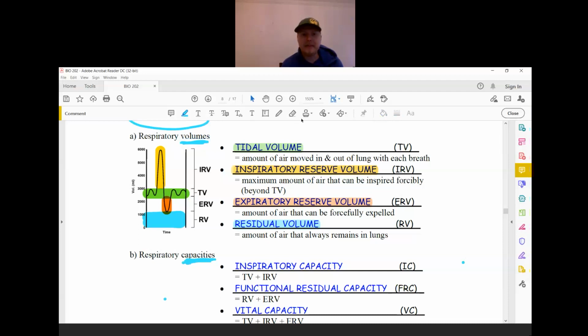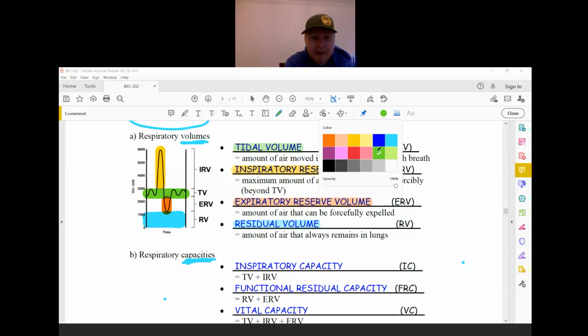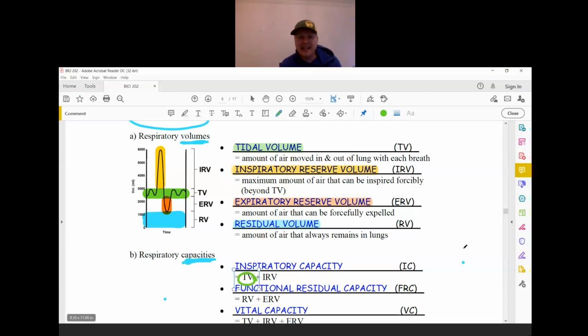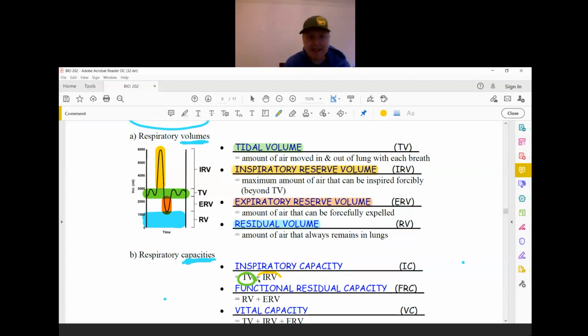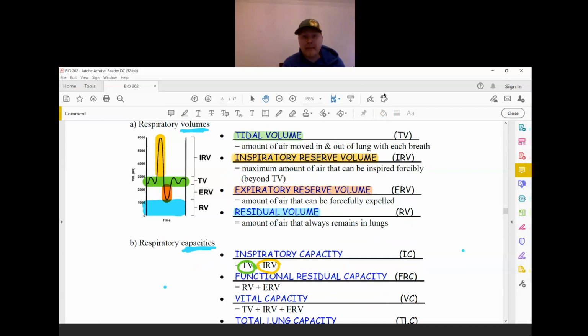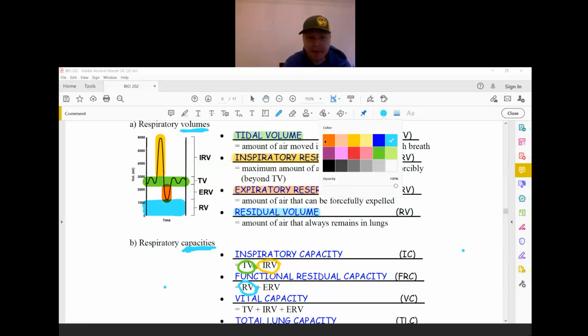Now we have better luck, I feel. So inspiratory capacity is when we add the tidal volume and inspiratory reserve volume together. That gives us the inspiratory capacity. Functional residual capacity then. Let's have a look at that. Functional residual capacity is calculated by adding together the residual volume and expiratory reserve volume.